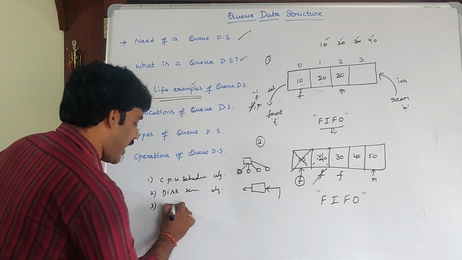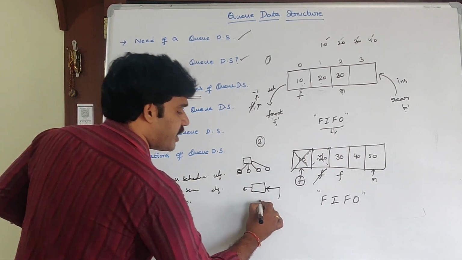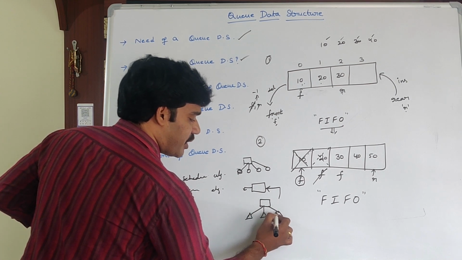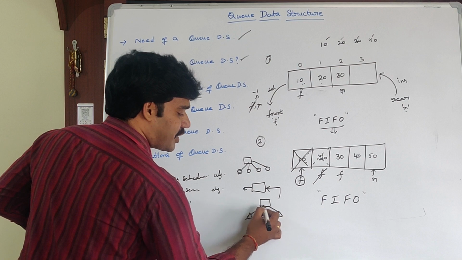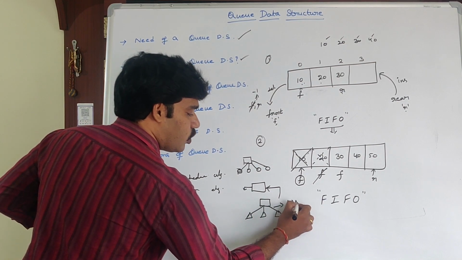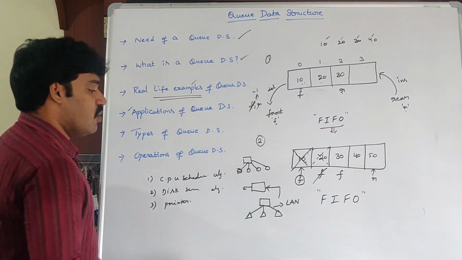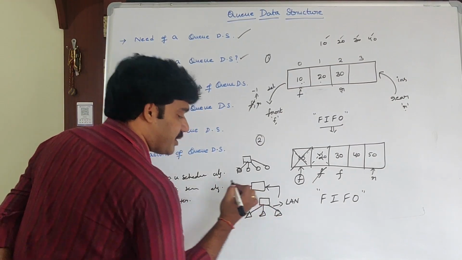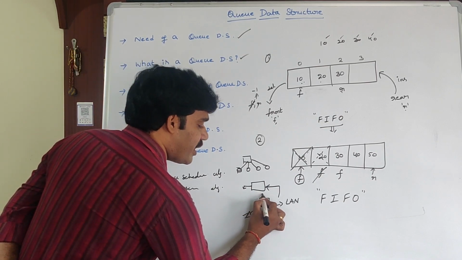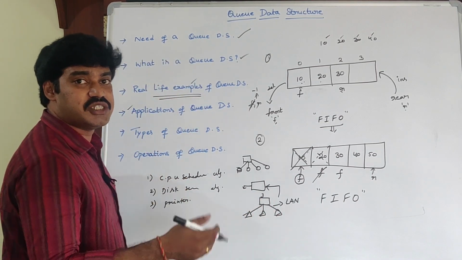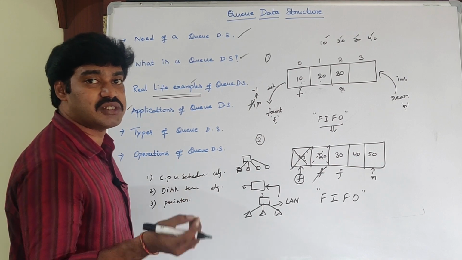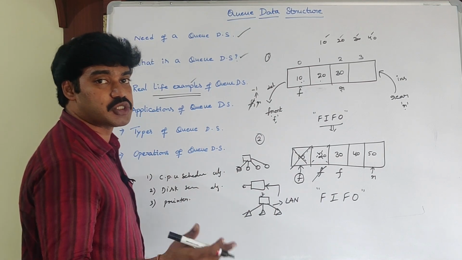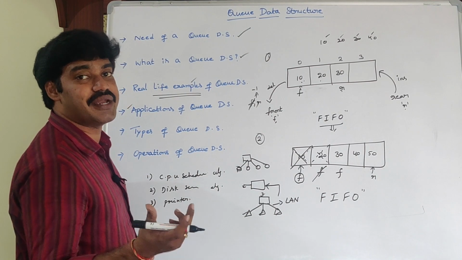Third one is, take an example as a printer. Assume that there is only one printer and three systems. This printer is connected to these three systems by using LAN, local area network. When these three systems want to print the data, they have to give the request to which one? Printer. So coming to the printer, how many requests come? 3 requests. Which request is to be processed by the printer? The request which comes first is to be processed by the printer. Remaining 2 requests are stored in the buffer. That is nothing but a queue data structure.